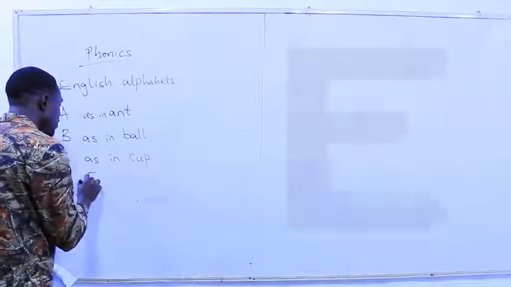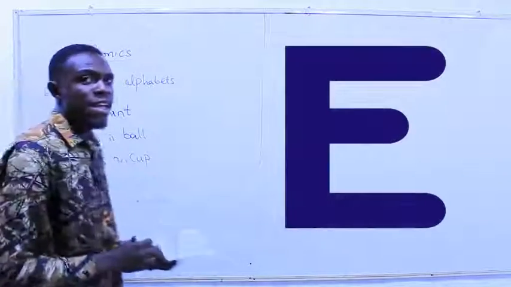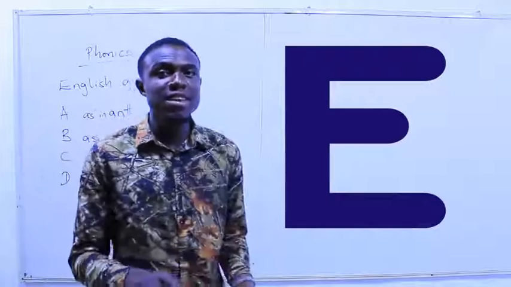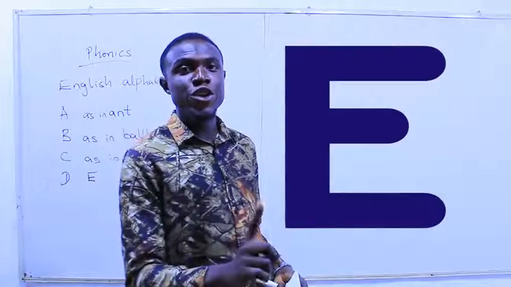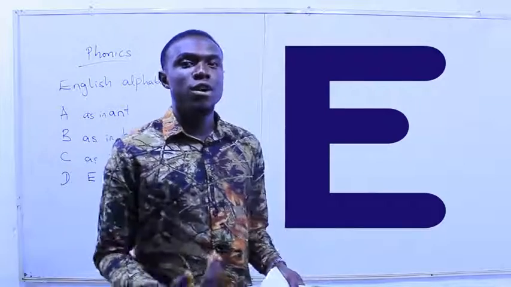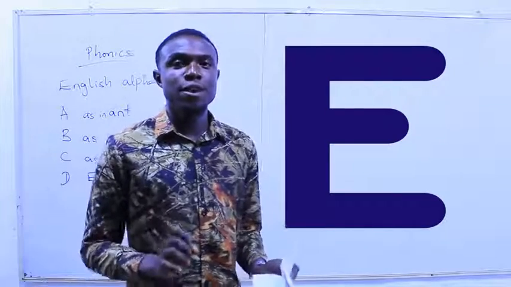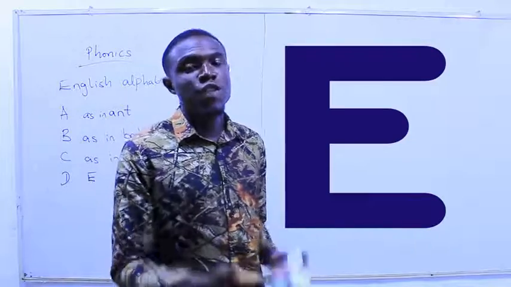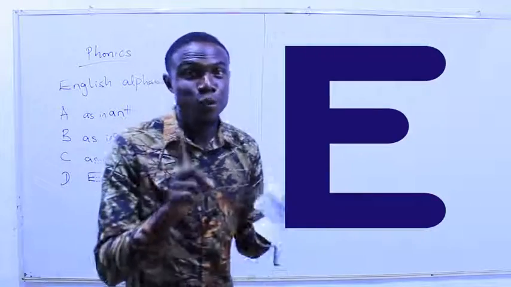Letter E. A, B, C, D, E. Say it. E. Good. That's just how to pronounce it. A, B, C, D, E. Now see this one. This one is so good.